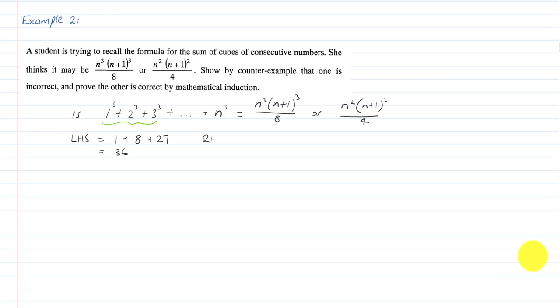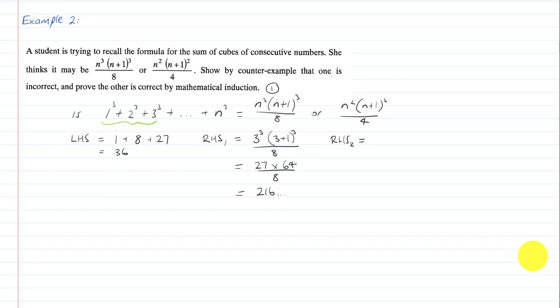My right-hand side, option 1, so I'll call this right-hand side 1, is equal to 3 cubed, n is 3 in this case, times (3 plus 1) cubed over 8. 3 cubed is 27, 3 plus 1 cubed is 64, 64 over 8 is 8, 27 times 8 is 216. It didn't work. So let's hope that right-hand side 2 works, because it looks like we've already found our bogey.